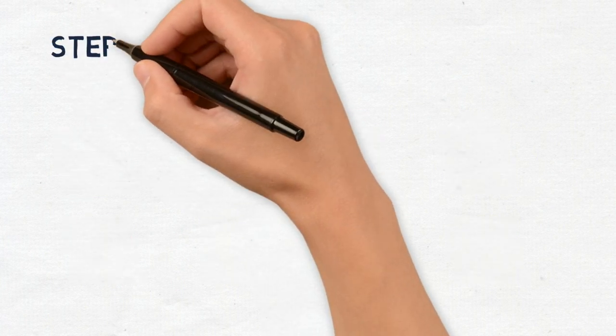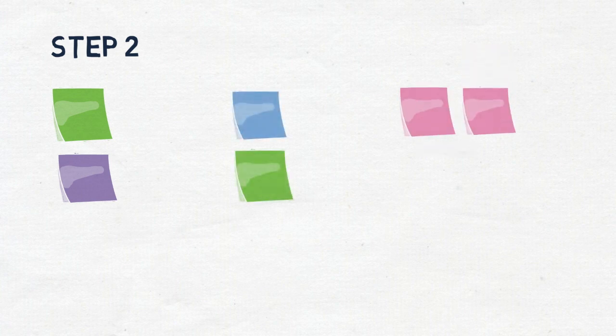For step 2, let's get to grouping. Now that you have a pile of sticky notes, it's time to categorize. Don't overthink the categories, just start grouping and you will always recategorize later. The groups you start with shouldn't be the ones you end with. Just find patterns that make sense to you.